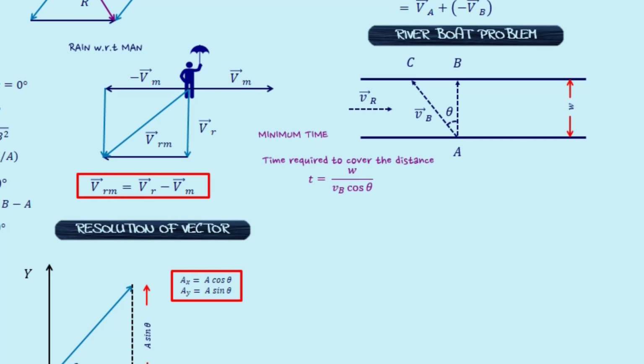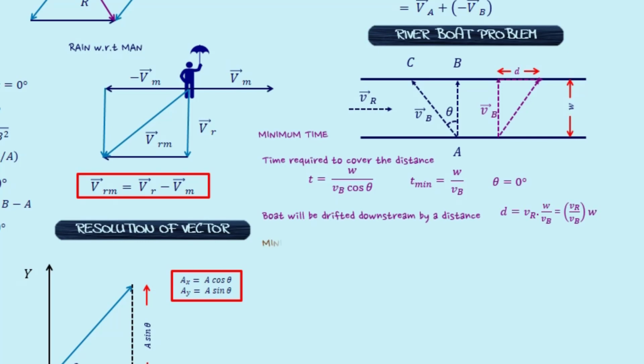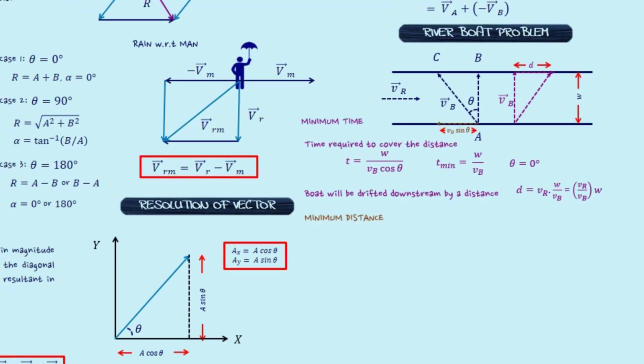Time taken becomes minimum if cos theta becomes 1, which means theta value must become 0. Therefore, the boat must be launched directly towards the opposite bank of the river. By doing so, the boat will get drifted downstream by a distance Vr by Vb into W. To cross the river in the shortest path, the boat should move in such a direction that the horizontal component of its velocity is neutralized by the velocity of the river, which means Vr must be equal to Vb sin theta. From this equation, we can calculate the value of theta to be sin inverse Vr by Vb.